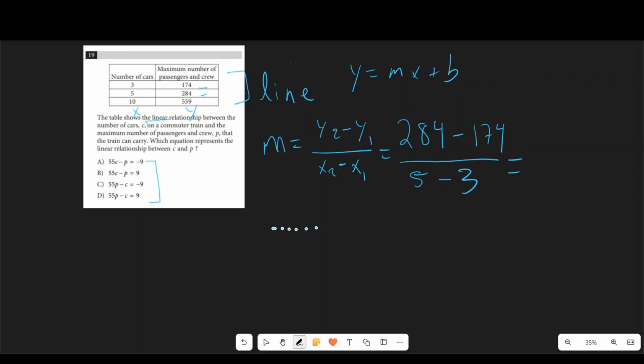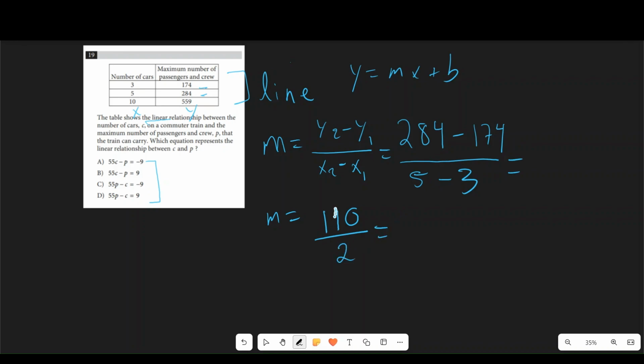So that is going to simplify to m is equal to 284 minus 74. Let's see, 4 minus 4 gives us a 0 in the units place. 8 minus 7 gives us a 1 in the units place. And then 2 minus 1 also gives us a 1. So we have 110 on top, and then 5 minus 3 is 2.